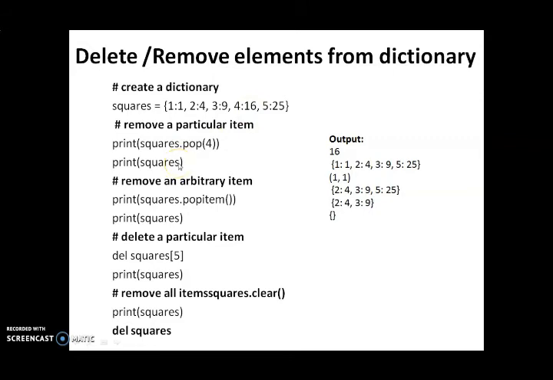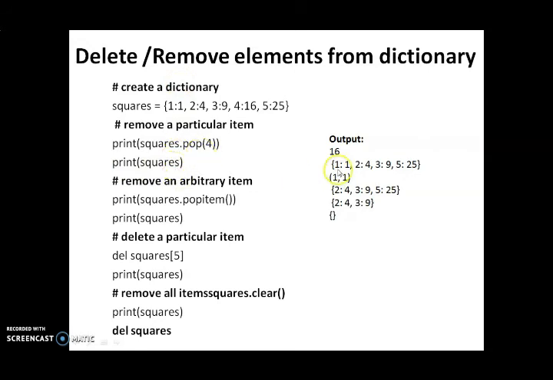So when you are printing, you can see here this 16 will be my removed item, because we are having the print statement inside the pop. So the pop item is the value for this key, that is 16. Next we are just printing this dictionary to check whether it has popped out.